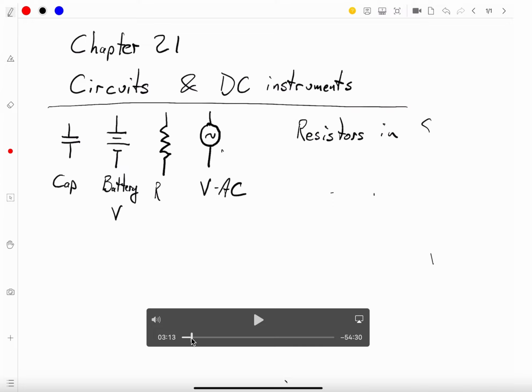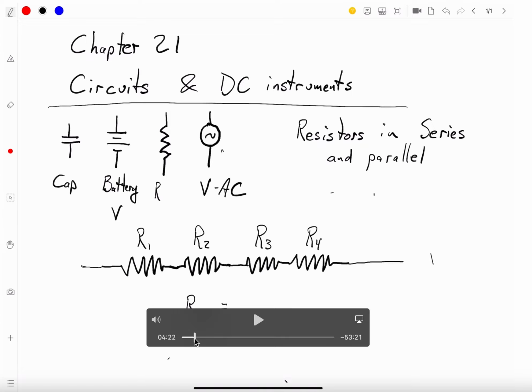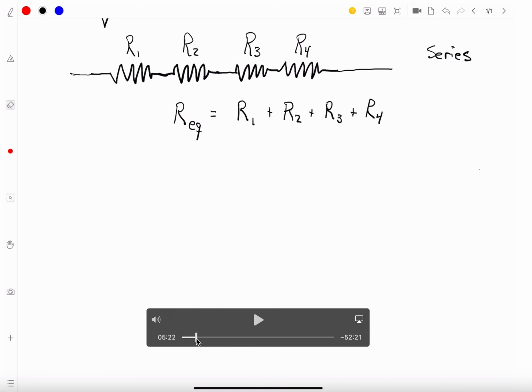And then we have voltage AC, so alternating current with the little squiggly tilde in the middle. So we're going to be talking about right now resistors, so the third one. We're going to be talking about those in series and parallel. So here's a bunch of resistors in series. And we're going to talk about why that equation, the equivalent to those four resistors, is true. Let me show that to you.